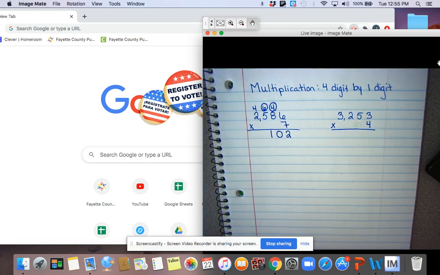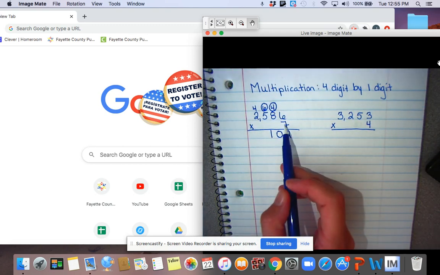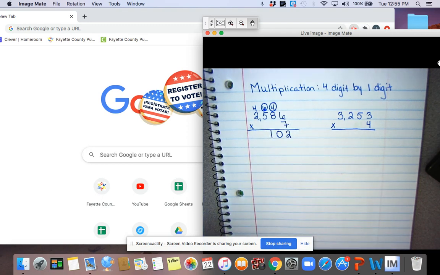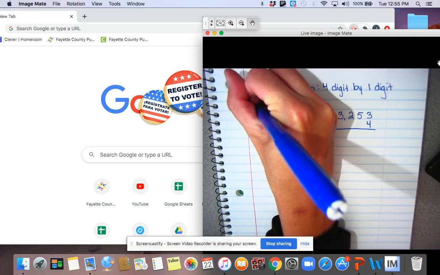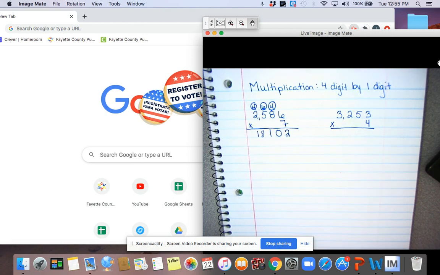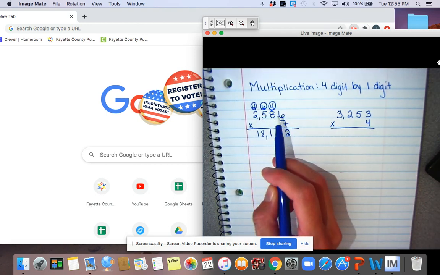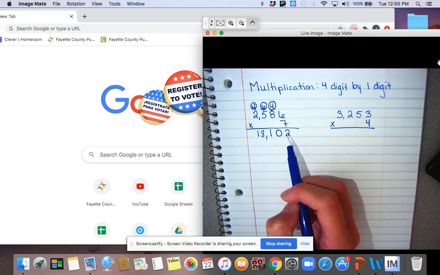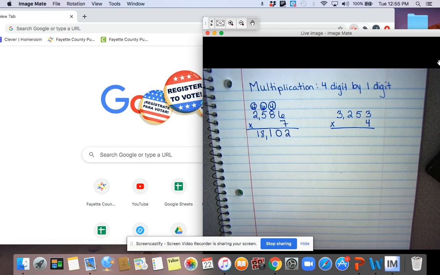So now I have to look at what 7 times 2 is. 7 times 2 is 14, plus 4 is 18. And I cannot forget my comma. So 2,586 multiplied by 7 is 18,102. All right, my friends.